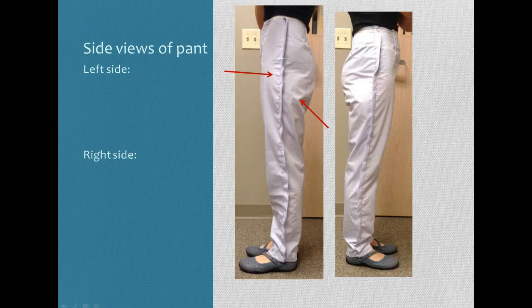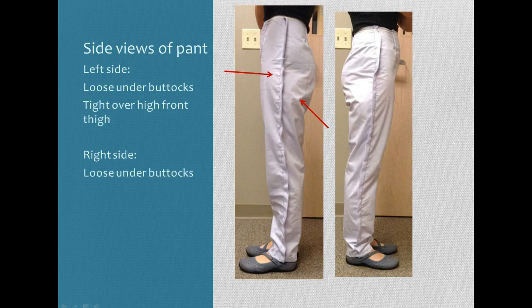But on the side view of my pants, I again can see that it's very loose under the bottom and then tight over the front thigh. Again, on the right side, the same thing, very loose underneath and tight right up here. And in fact, on my right-hand side view, it's a little bit more pronounced.